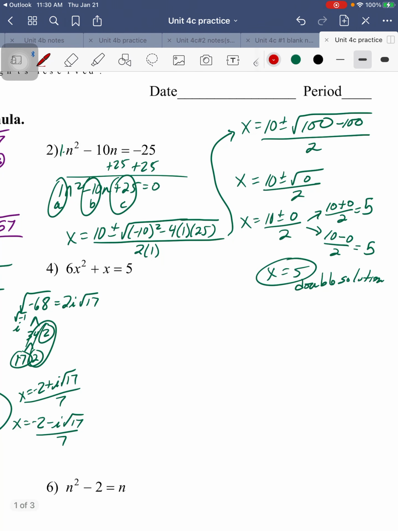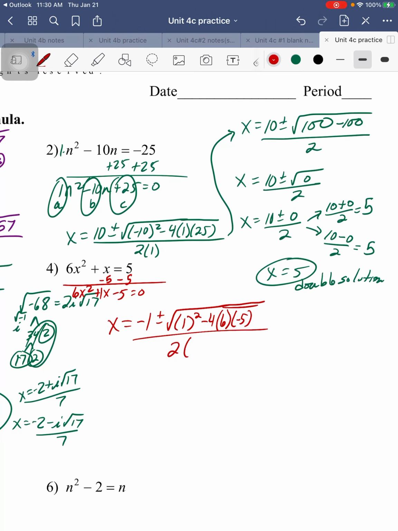All right, last problem. Getting kind of crazy with all what I have written here. So we have 6x squared plus x minus 5 equals 0. So a is 6, b is 1, and c is negative 5. So x equals opposite of b. So b is 1, so it's negative 1, plus or minus the square root of 1 squared minus 4 times a times c, all over 2 times a.